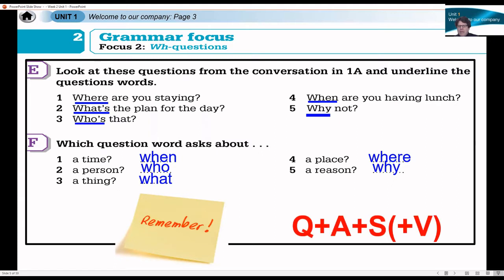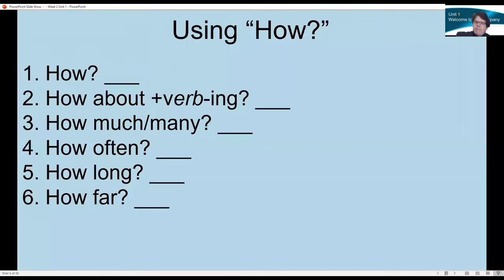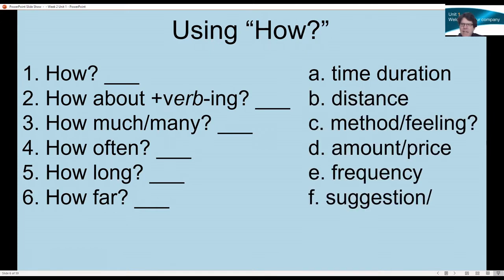Remember, question word plus auxiliary plus verb. Using how, that's part of the WH group, even though it's spelled H-O-W. Okay, how? Matching, right? Now here, I am going to give you time. So please pause the video for as long as you need and match these now.